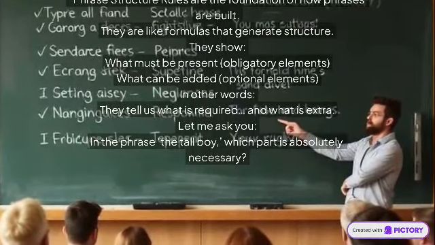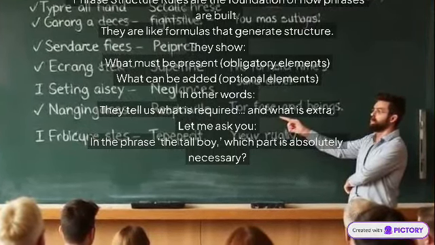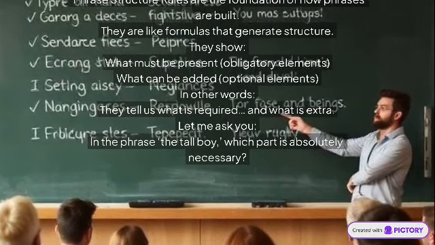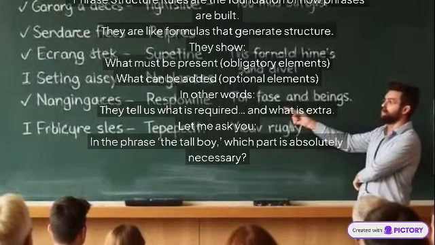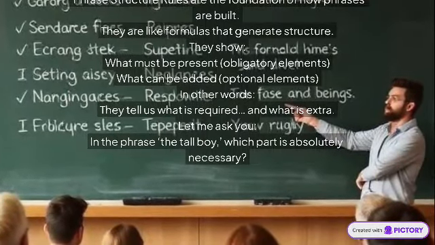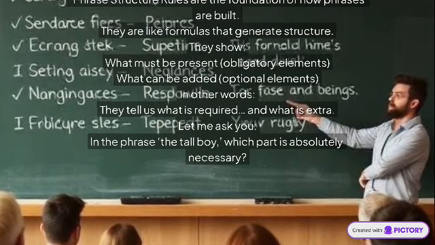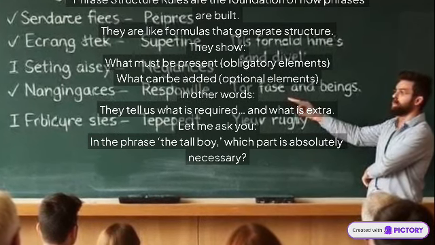They are like formulas that generate structure. They show what must be present, obligatory elements, and what can be added, optional elements. In other words, they tell us what is required and what is extra. Let me ask you, in the phrase, the tall boy, which part is absolutely necessary?